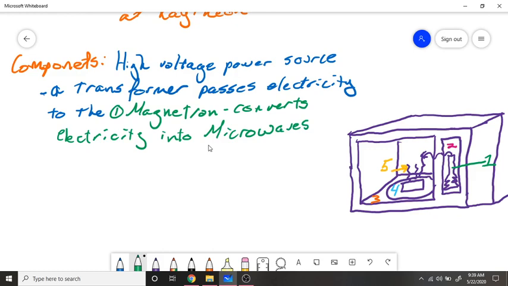So if you recall, we talked about how microwaves are on the electromagnetic spectrum. So it converts electricity into microwaves, and the microwaves are at 2,450 megahertz.